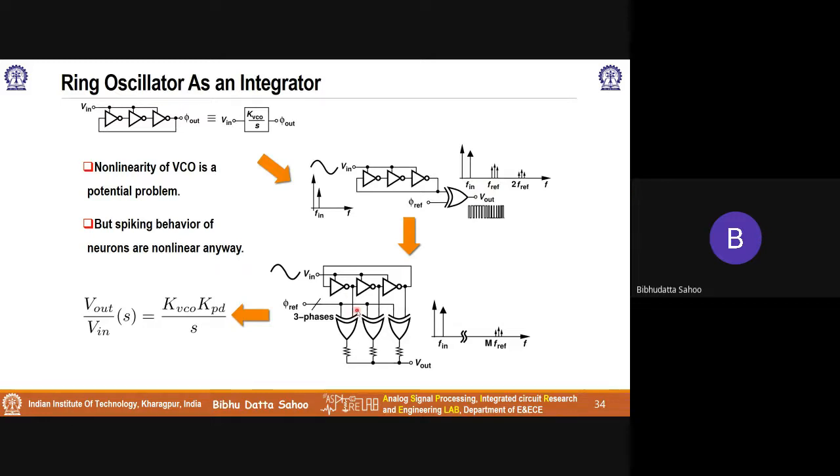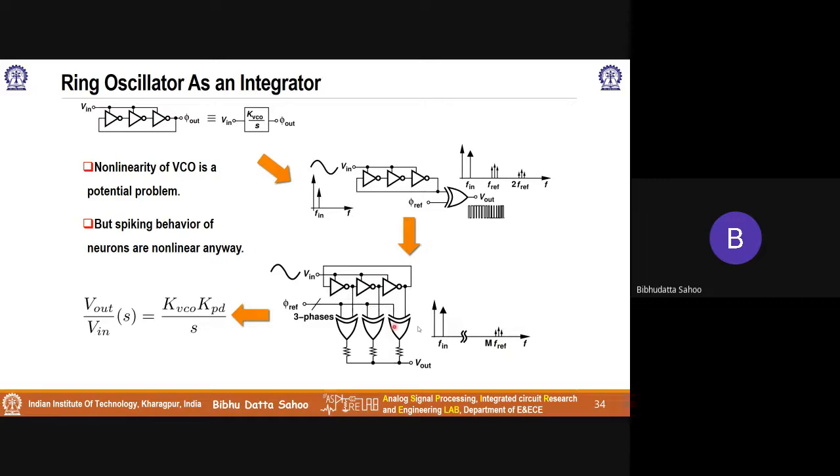The answer is yes. If I take multiple phases and then use XOR gates and use a resistor to sum them up, then these voltages are operated. If there are M phases, then the reference frequency switches at M times FREF. This FREF sideband will move to M times FREF. Then I can filter this out using a very crappy low pass filter.